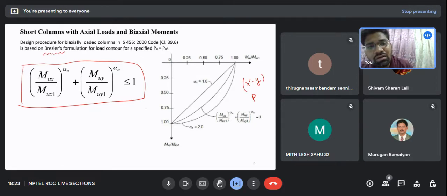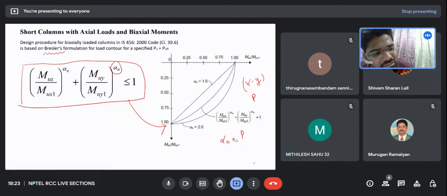How this formula relates to the interaction curve is through the value of alpha n, which we will get from the interaction curve. So this alpha n is dependent upon the value of the factored load, the factored loading capacity of this column.